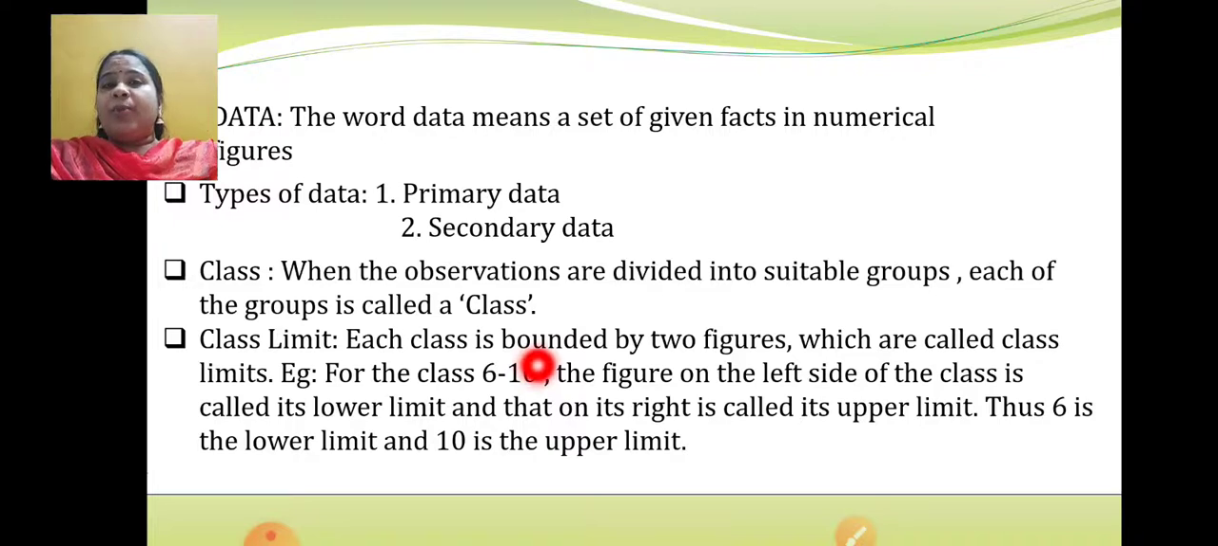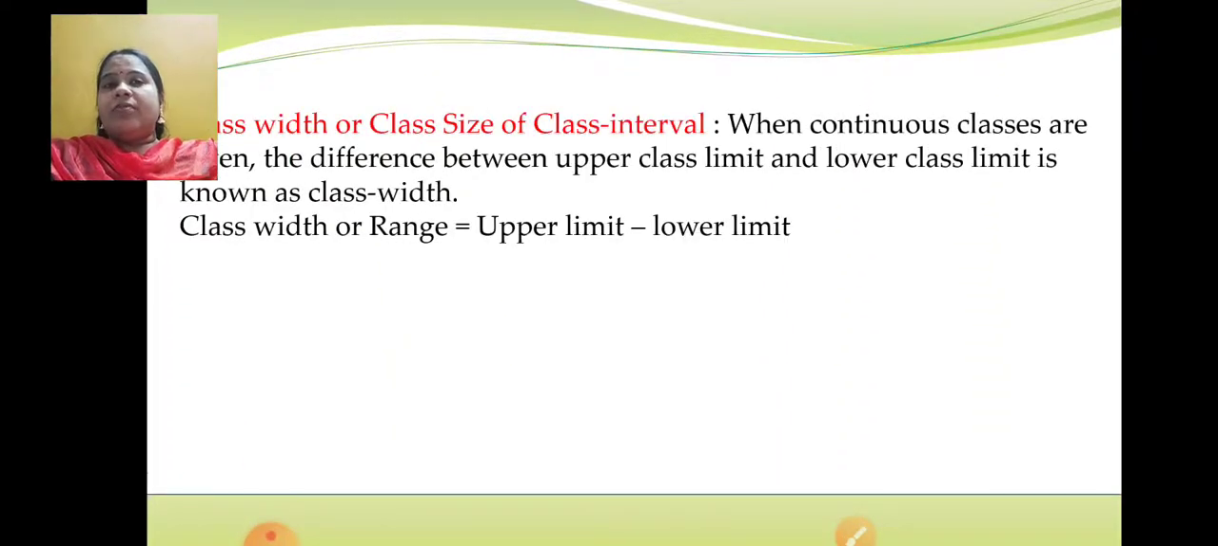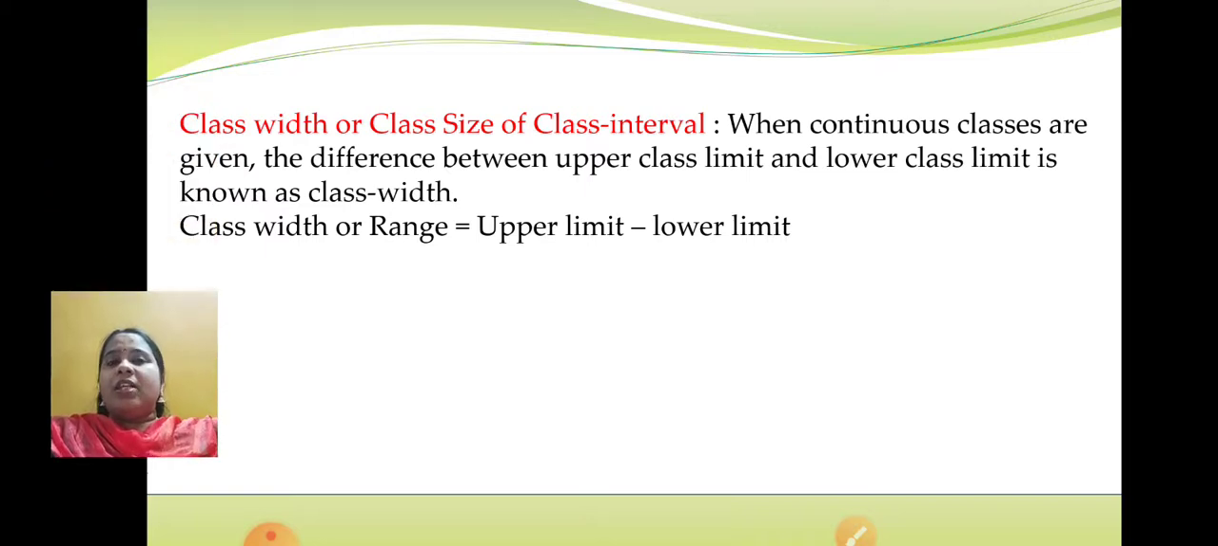Now these were the few important terms that you have already learned. What is upper limit, what is lower limit, then about class. We have also learned about class width. If you remember, class width or class size. Yes, that is also called as range. Now what was that? When the continuous classes are given, the difference between the upper class limit and lower class limit is called as a class width.